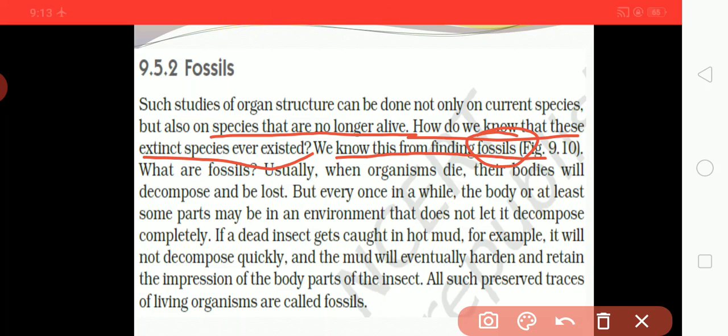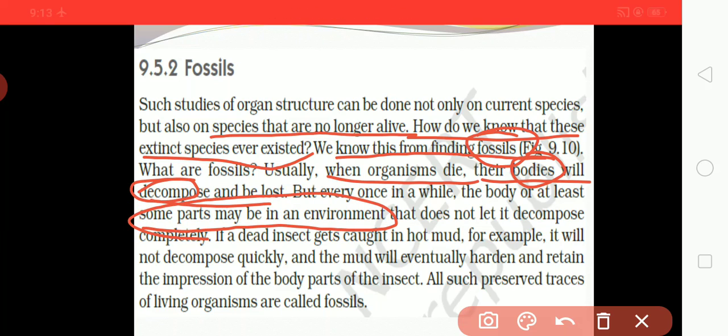Usually when an organism dies, its body will decompose and be lost. But once in a while the body, or at least some part of it, may remain in the environment. That body will decompose, but a little bit of that part is present in the environment. The body does not decompose completely; some of the part will remain.